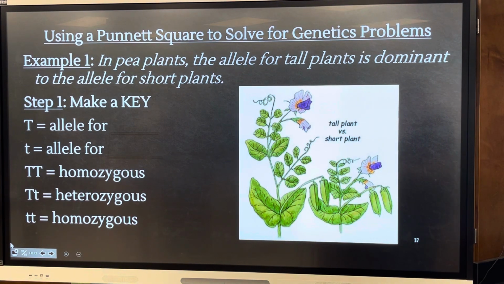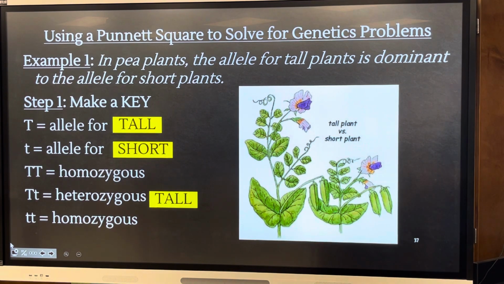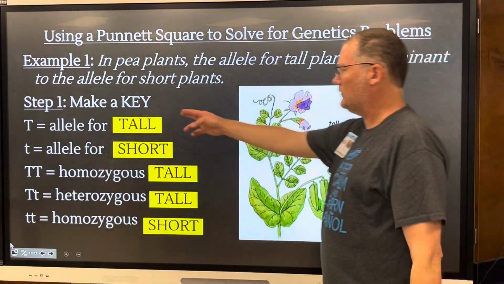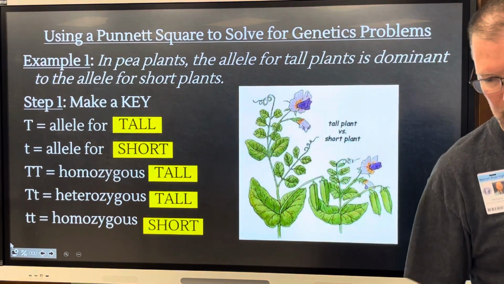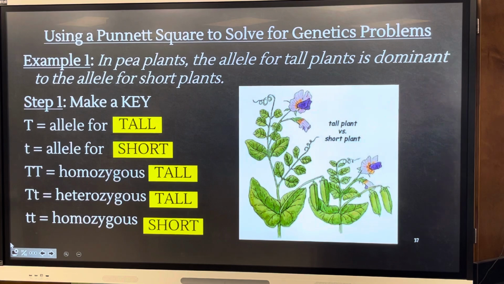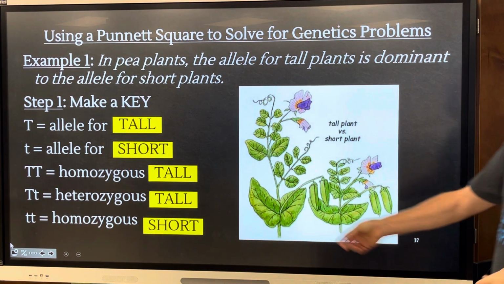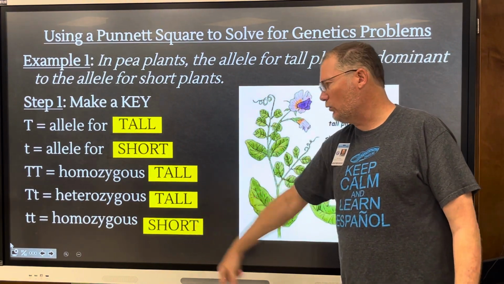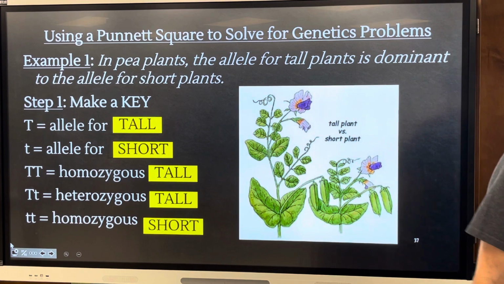And we are on page 9, okay? So let's go tall, short, sorry. Tall, short. Okay. You have to put those in there. But I mean, it's obvious, right? Tall, short, and then these two would result in a tall organism or offspring, and that one would be the only one resulting in a short offspring.